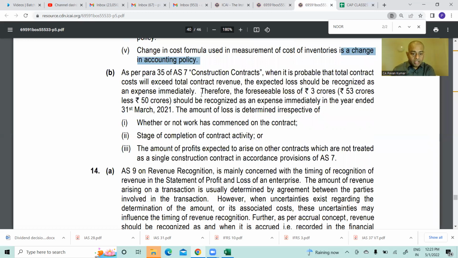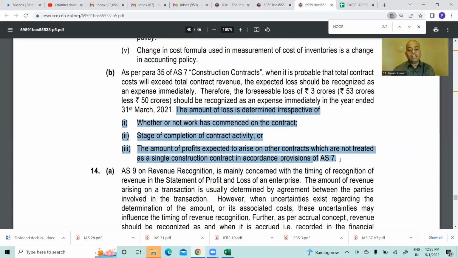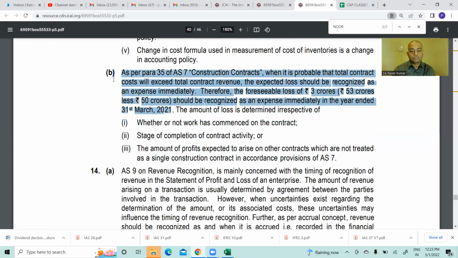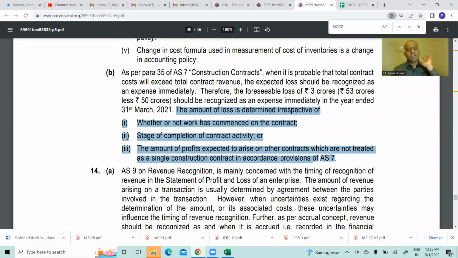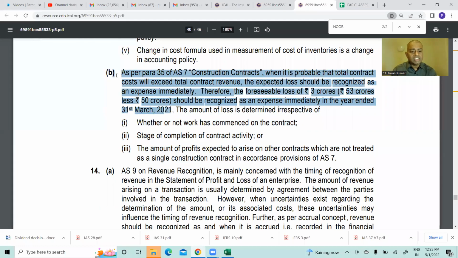Guys, trust me, 90% of students will not write this part of the answer. This first part of the answer is LKG. Even when I asked this question in the chat box, everybody said 3 crores loss to be recognized. That is common sense. That is your knowledge in accounting. But only those students who have thoroughly read and understood the accounting standard will write the next part. And trust me, if you write only the first part for 4 marks, ICAI will give you only 1.5 or 2 marks.